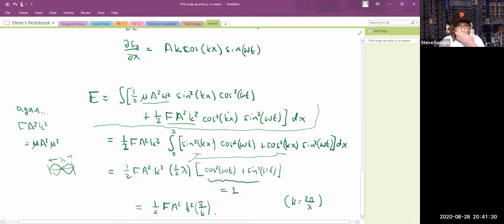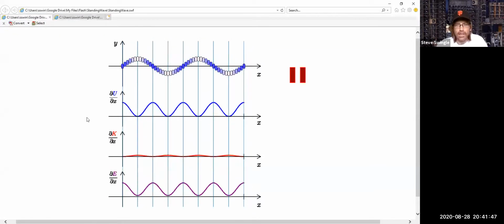Okay. All right. I want to show you the other flash demo that shows the standing wave, and this one I think is really the coolest one. All right, so here it is.